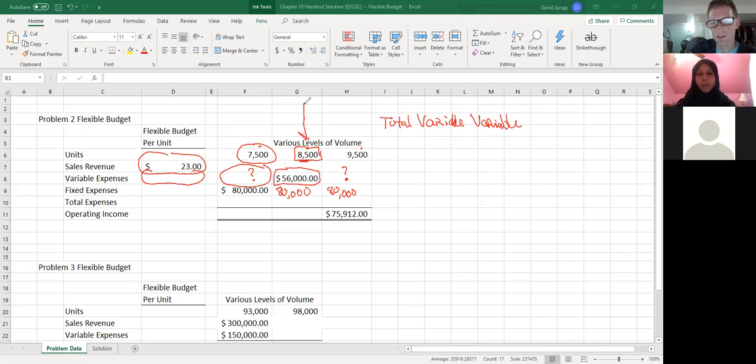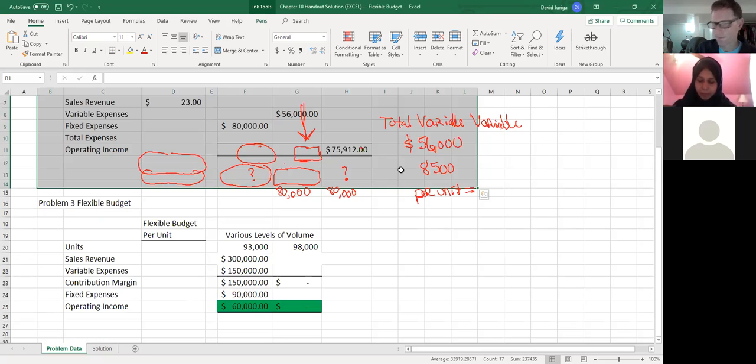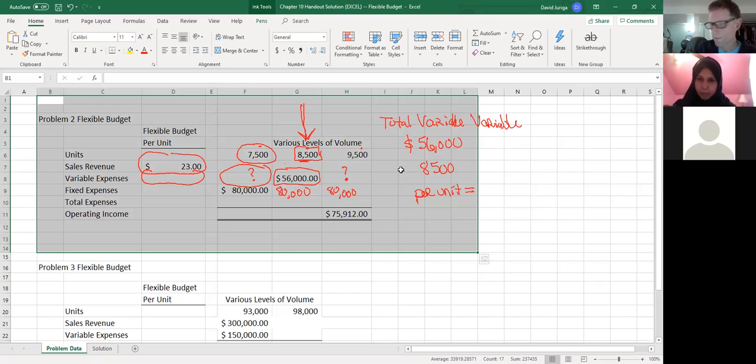Focus, remember we look at this column, that's going to be the key right here in this column. What's our total variable cost at 8,500 units? 56,000, right? Yeah. What's our units? 8,500 units, right? So could we figure out our per unit variable cost at 8,500 units? And everybody's going to say what? Yes, right? So if you did that, what would be your variable cost per unit at 8,500 units?